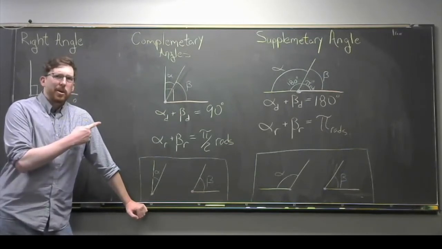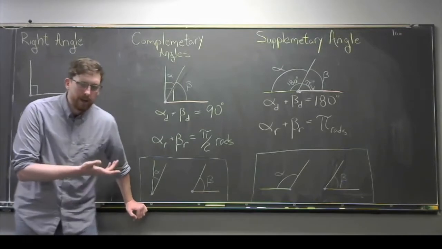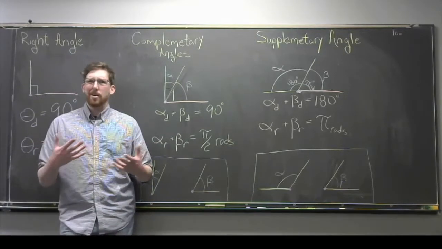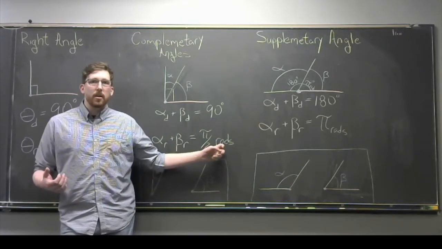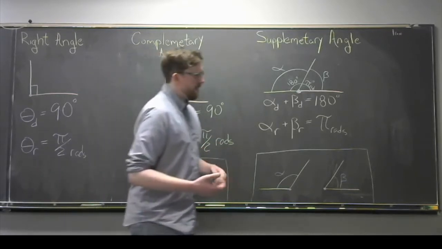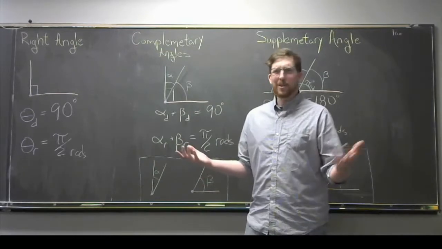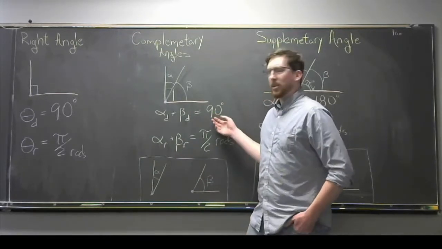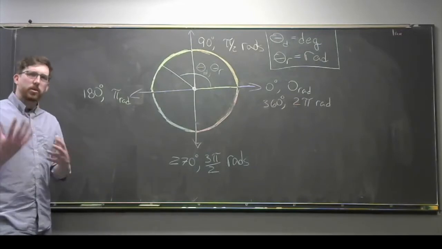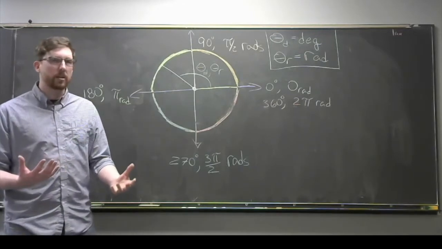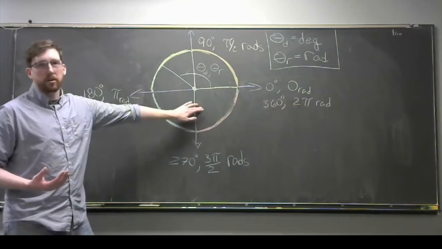Looking at this though, this hints at something, right? It hints at a relationship between degrees and radians. So what about that? What's the relationship between the two? Let's look at that. So to answer this question of what's the relationship between degrees and radians, let's think back to the circle really quickly.